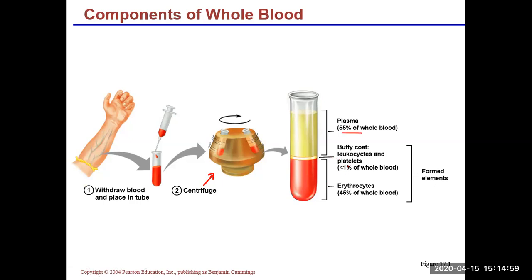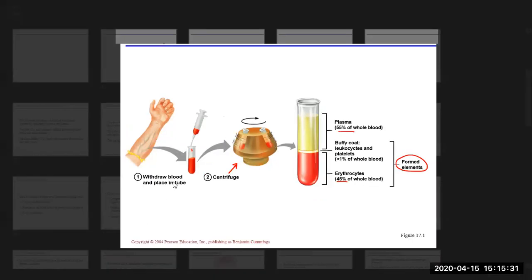Usually the leukocytes and the platelets, known as the buffy coat, happen to be right in between, and the erythrocytes, which we mentioned are a formed element, are towards the bottom. So how do we figure out the hematocrit, and what does it tell us? It tells you the erythrocytes in this case are 45%, more or less. One way to determine the hematocrit is, let's take a look.